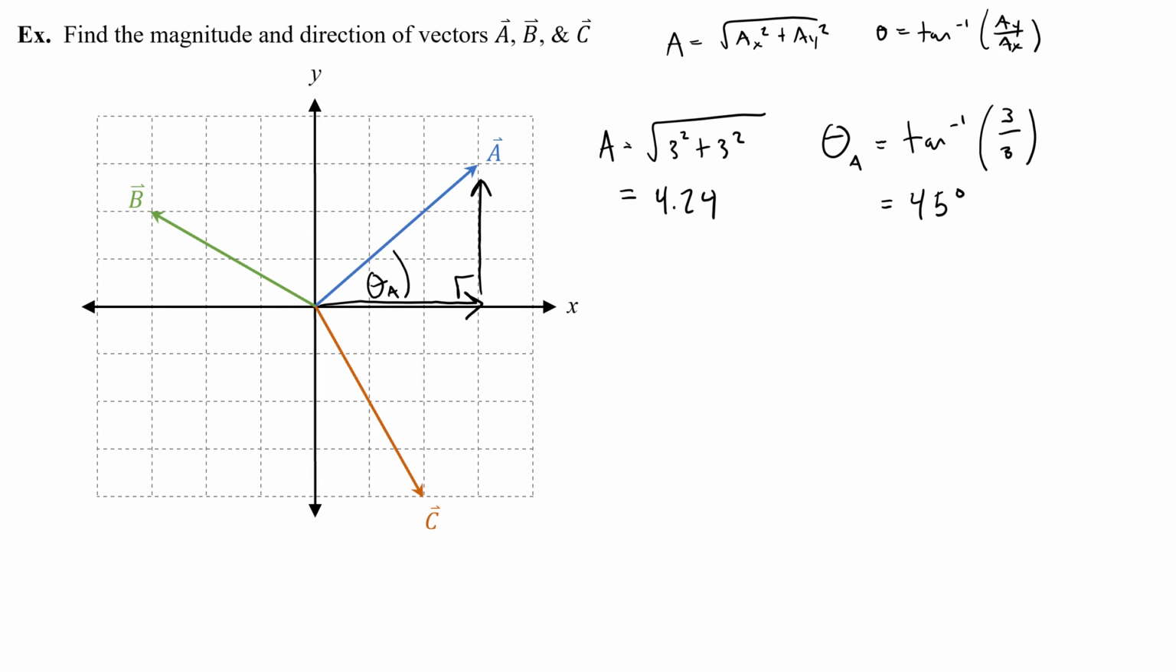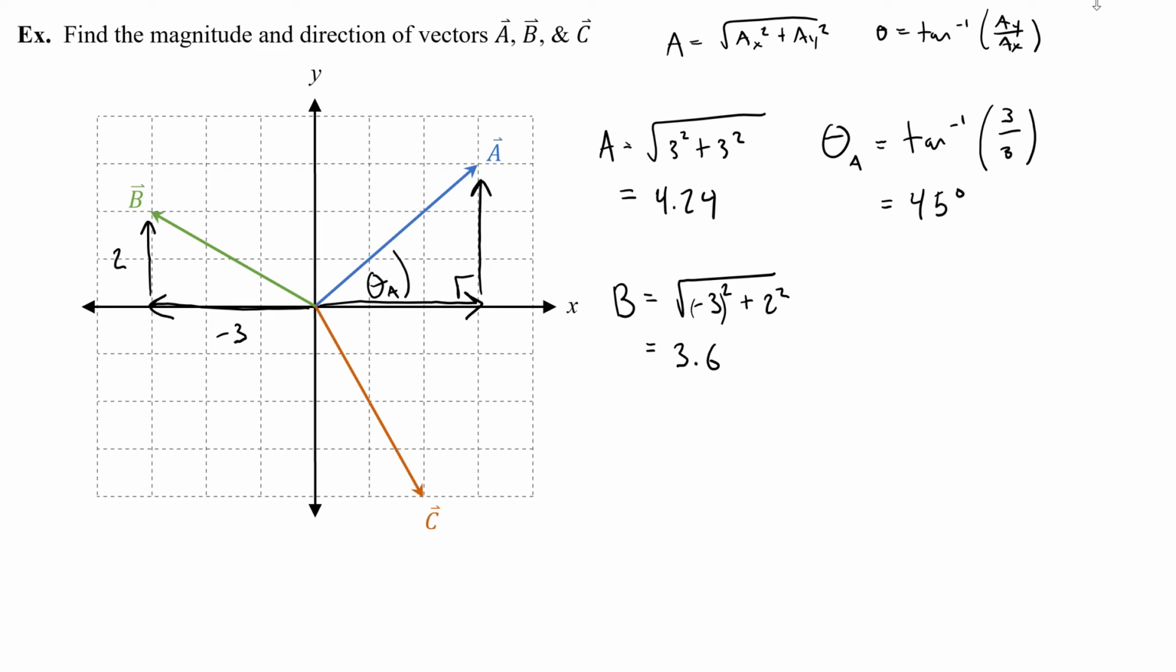Okay, so now let's do B. B has an x component of negative 3, and a y component of positive 2. So when we find the magnitude of b, we would do the square root of negative 3 squared, which becomes positive, plus 2 squared. This is going to give us 3.6.